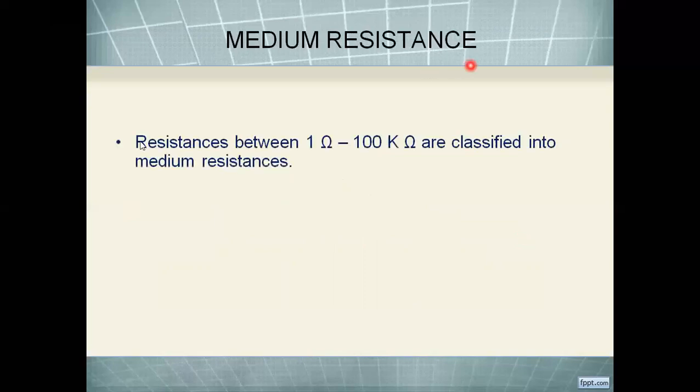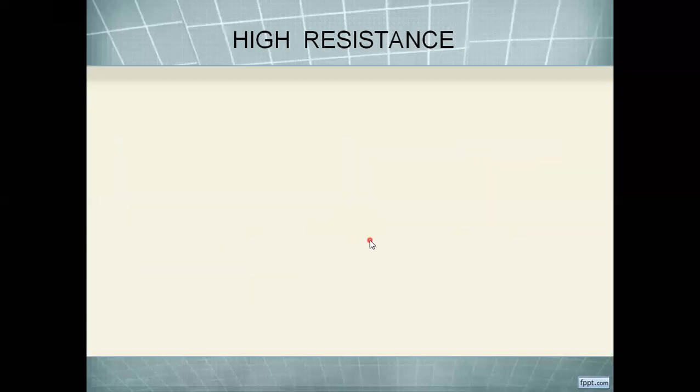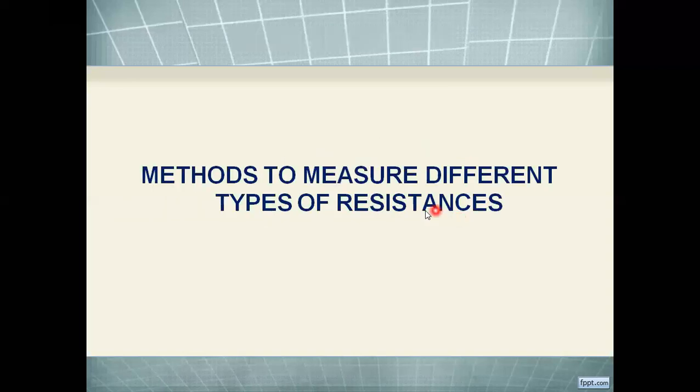Coming to medium resistance, resistances between 1 ohm and 100 kilo ohm are classified as medium resistances. So from 0 to 1 is low, and 1 to 100 kilo ohm comes under medium resistances. We have resistances of different appliances which are between 1 ohm and 100 kilo ohms. We have rheostats also, and shunt field windings. They come under medium resistances. Coming to high resistance, obviously it is more than 100 kilo ohms. The resistances more than 100 kilo ohms are classified as high resistance. The resistance of different insulators comes under high resistances.